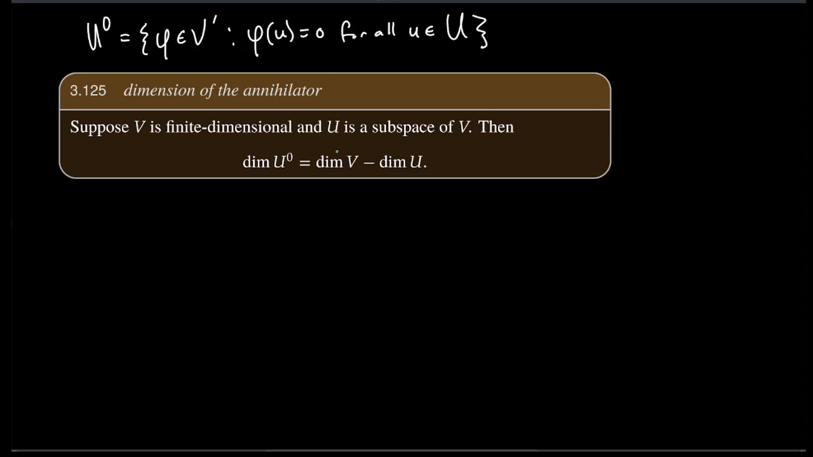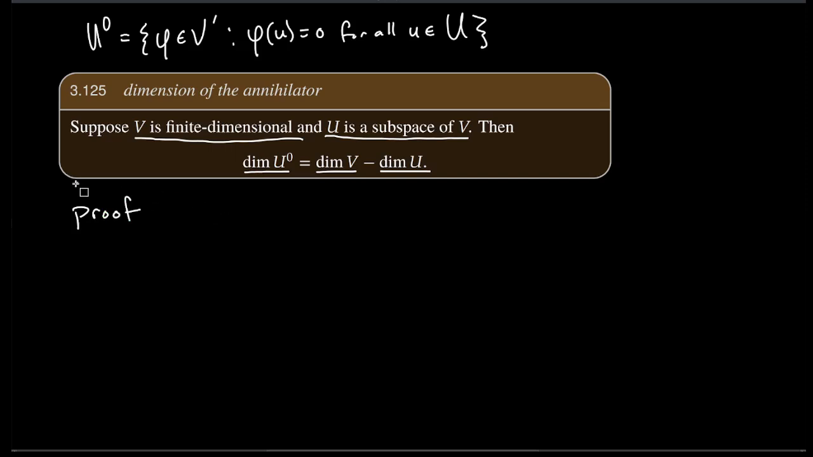Now, in the case where U is a subspace of V, and V is finite dimensional, we get a very nice formula. This is our next result. The dimension of the annihilator is just the dimension of V minus the dimension of U. This is kind of cool. All right, so let's go through and prove this one.